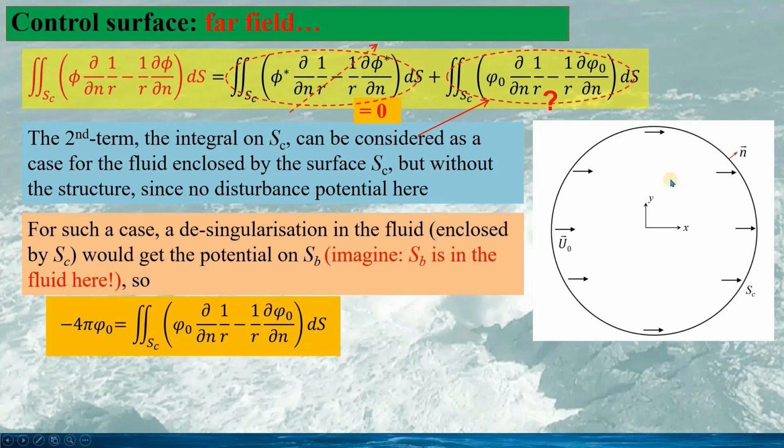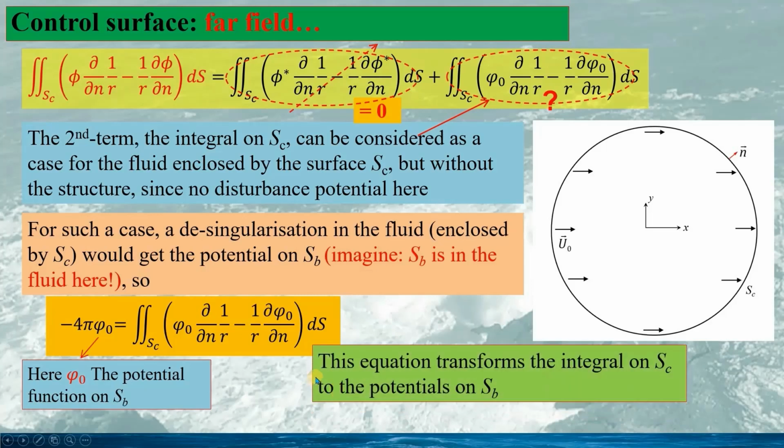Here, we can imagine SB in the fluid. So, the desingularization in the fluid enclosed by SC would give the equation as this. And here, we can take phi 0, the potential function on SB. This equation transforms the integral on SC to the value on SB, given as this.